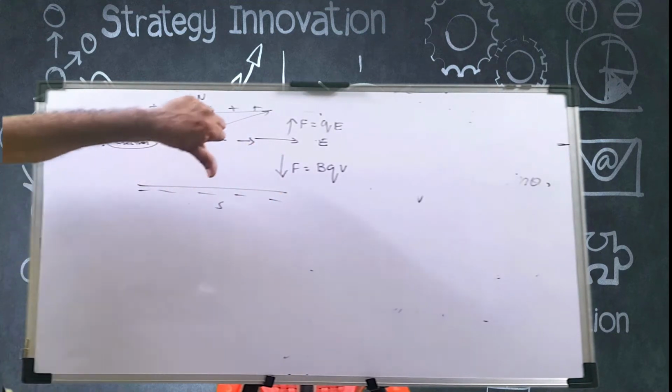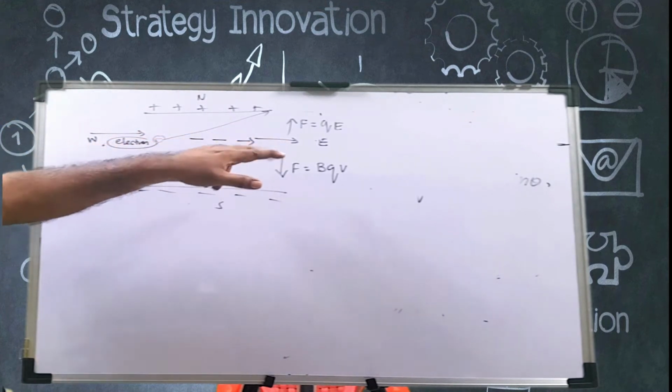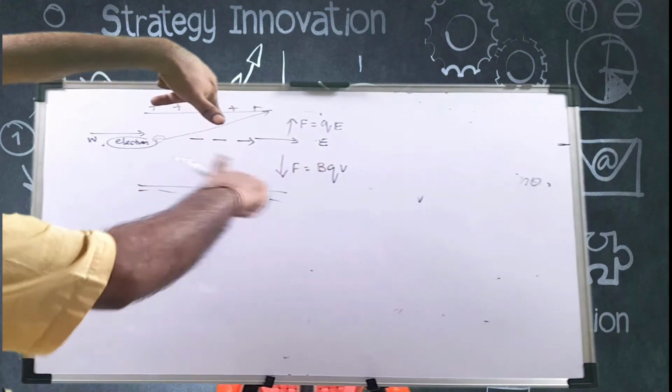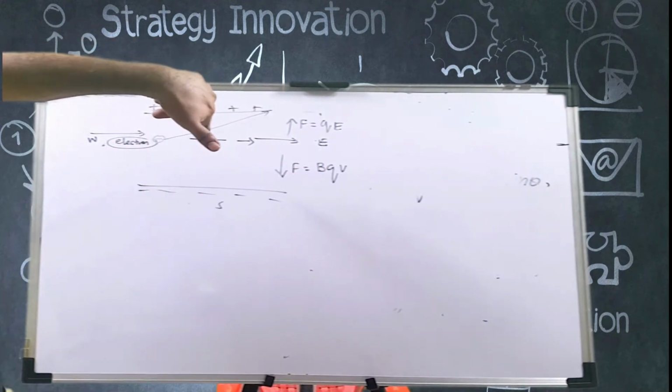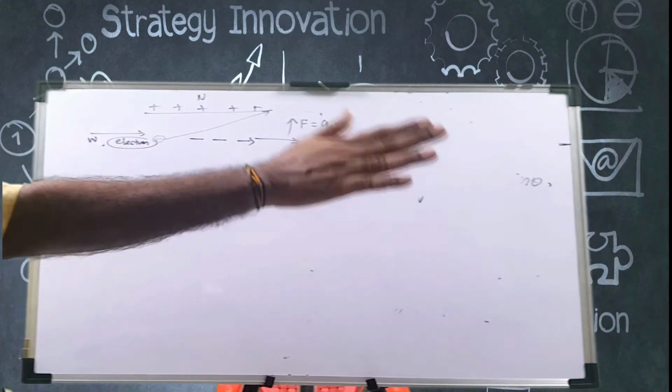So my force is down. I know this force is down, and the electron is going from west to east. That means the current goes from east to west. So the current is from east to west, this is my current. East to west, force is downwards. So the magnetic field is acting inside the paper. If I want to use the right hand now, this is my force.